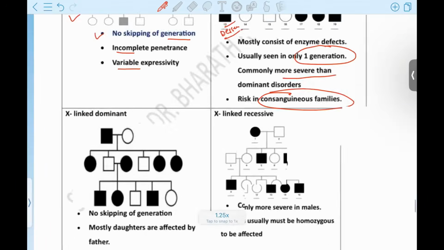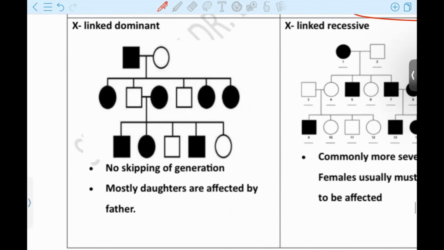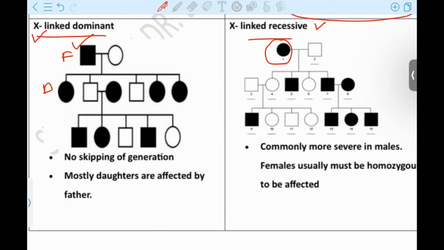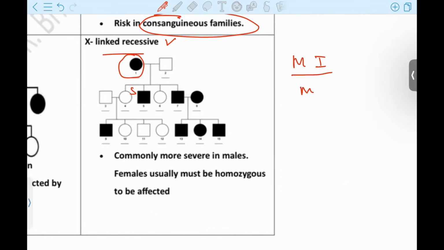And next one is your X-linked dominant. X-linked dominant is only transmitted from the father's side. X-linked recessive is only transmitted from the mother's side. Only from father to daughter, that is your X-linked dominant. From mother to son, that is your X-linked recessive. And yesterday we discussed mitochondrial inheritance, that is commonly from the mother to babies. Okay, mother to babies, that is your mitochondrial inheritance.